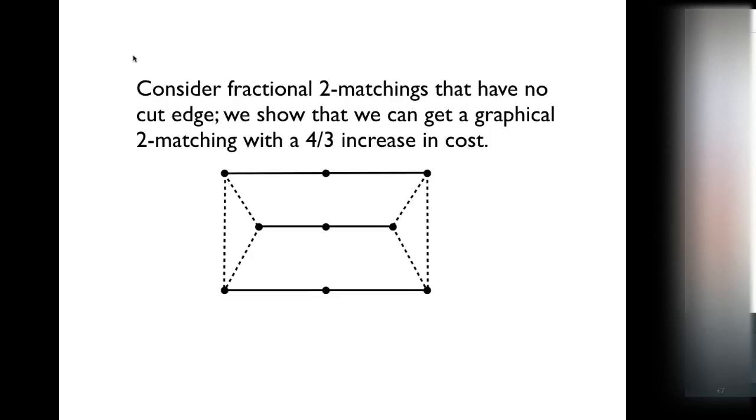So the case that I'm going to consider is when I have a fractional 2 matching where there aren't any cut edges. And what I want to show you is I can add a low-cost set of edges that produce a graphical 2 matching without increasing the cost by more than 4/3.